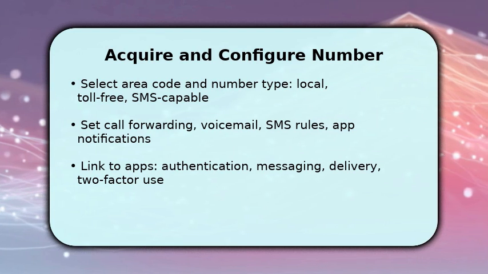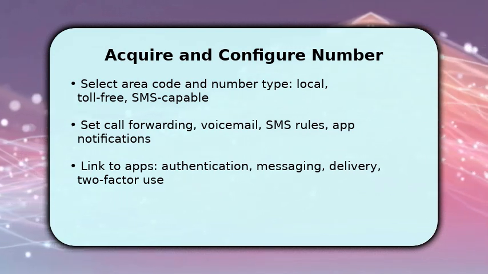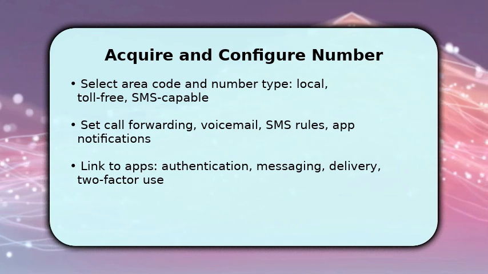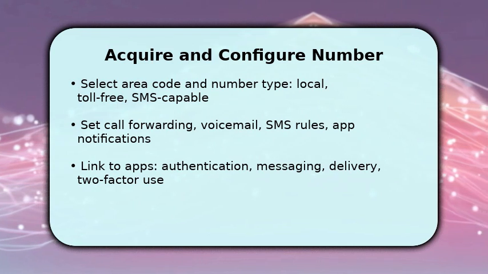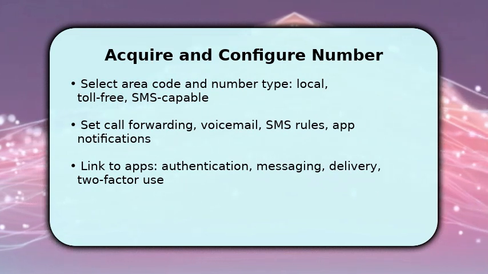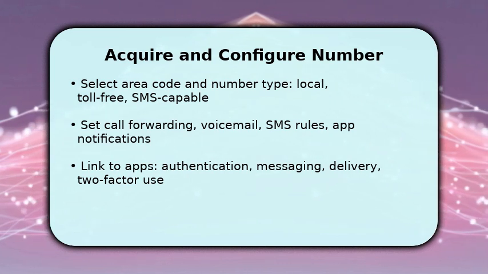Configure SMS handling and app notifications to ensure verification codes arrive where you expect them. Once done, link the temporary number to the specific services, authentication, messaging apps, or delivery accounts, and confirm an incoming test SMS or call to verify routing.